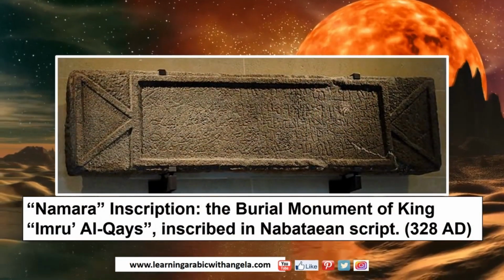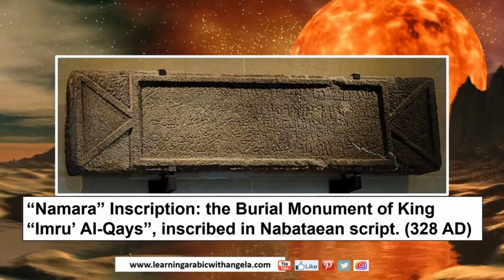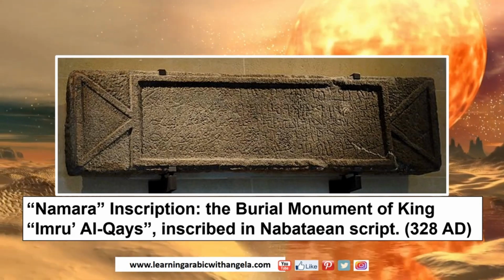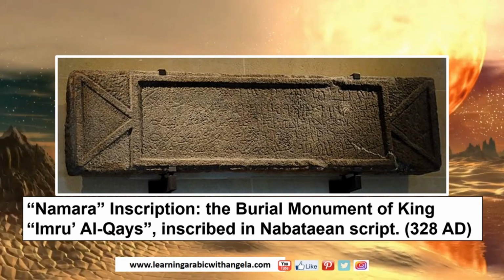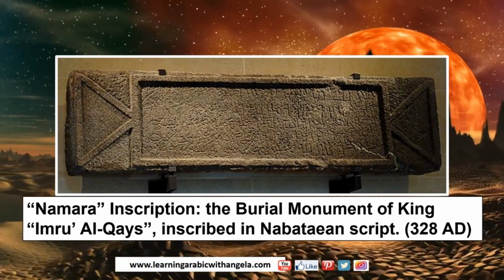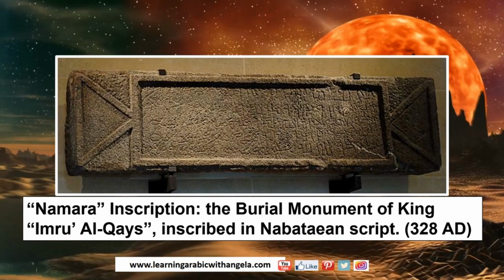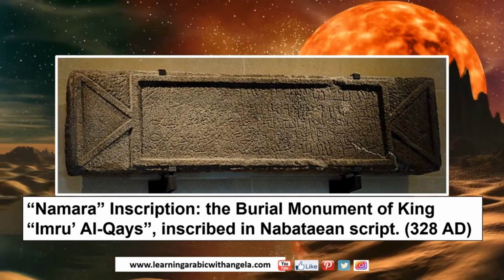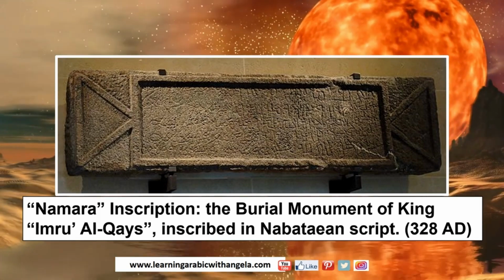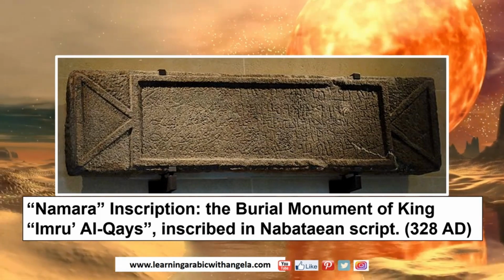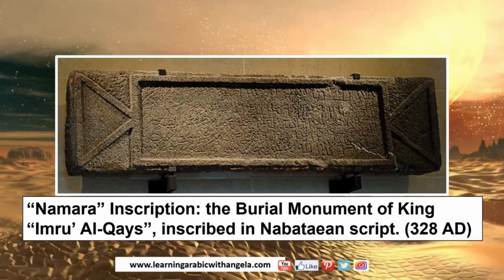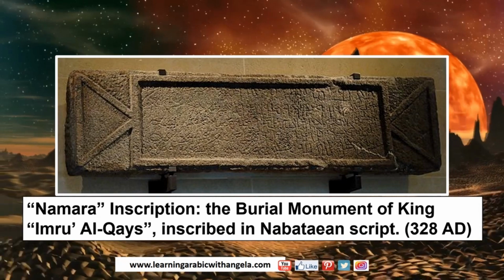This inscription, which is a burial monument of King Imru al-Qays ibn Amr, is written in the Nabatean Aramaic script and found in Namara in Syria. However, there are ambiguities in the script, since there are only 22 signs, some with added annotations, and the Arabic dialect had 28 or 29 consonants. The script has ligatures between some letters that show a transition towards an Arabic script.